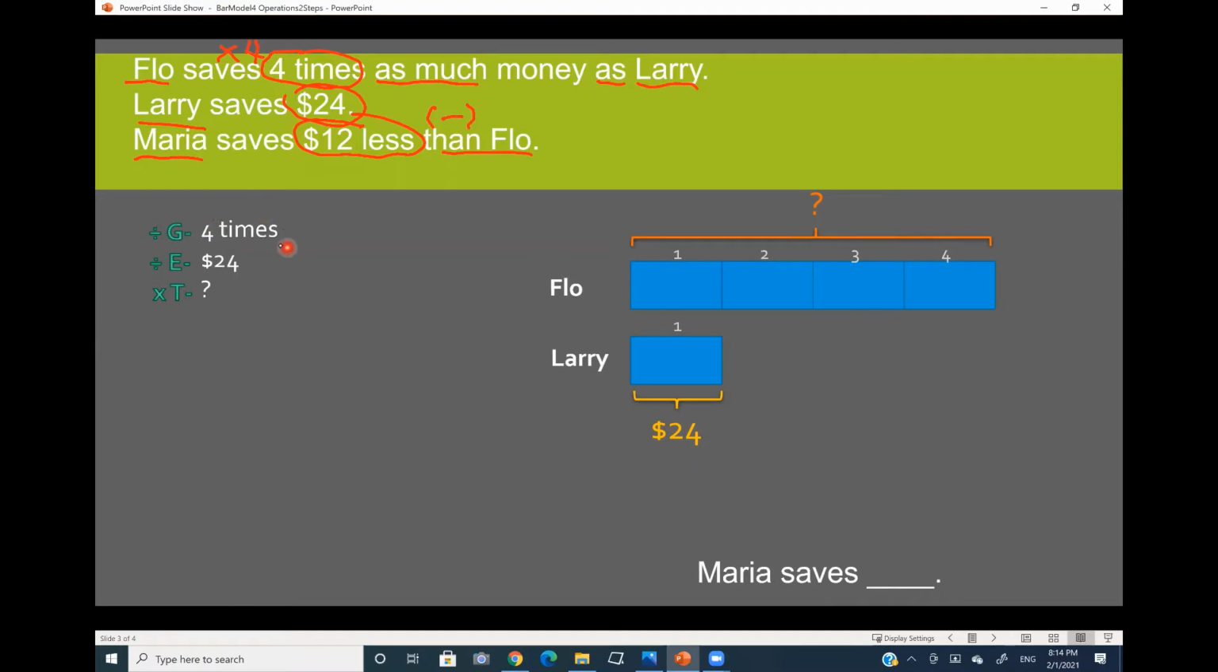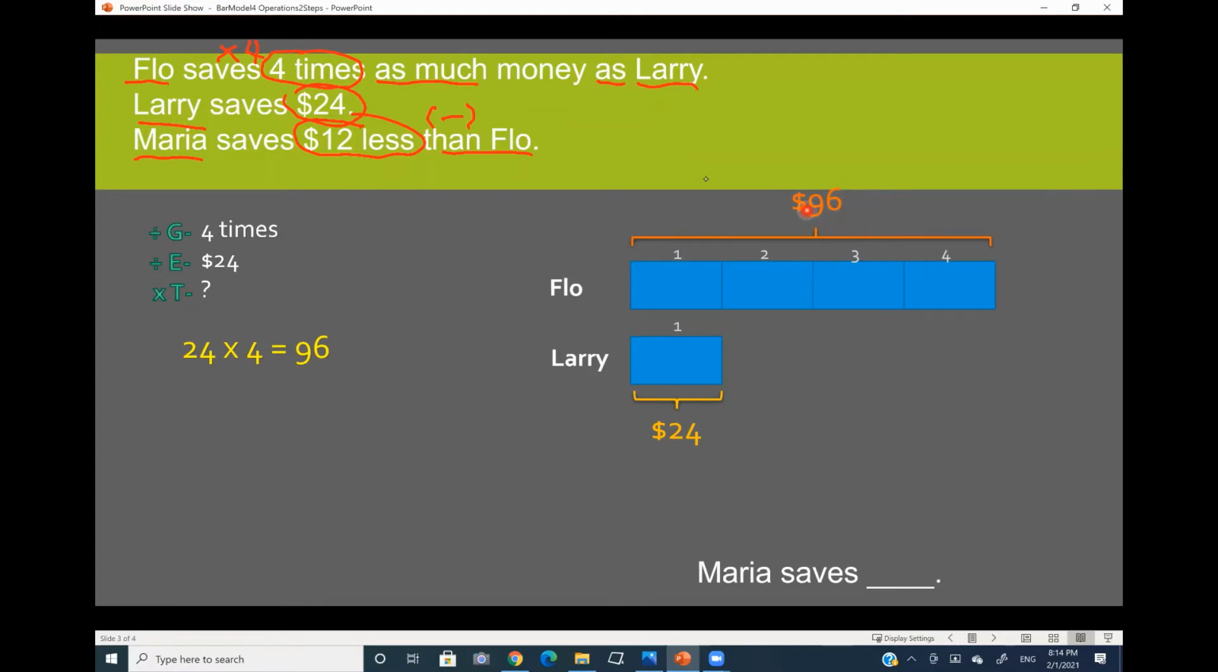That's my 4 groups. And I know that each group is going to be 24, because if Larry has 24, that means each group here is going to have 24 too. And then I don't know the total, which is going to be a question mark. And now I know that the operation I need to do is multiplication. So I'm going to multiply 24 times 4, and the answer is going to be 96. So now we know that Flo has $96.